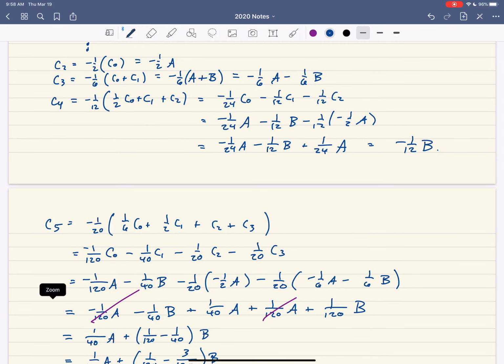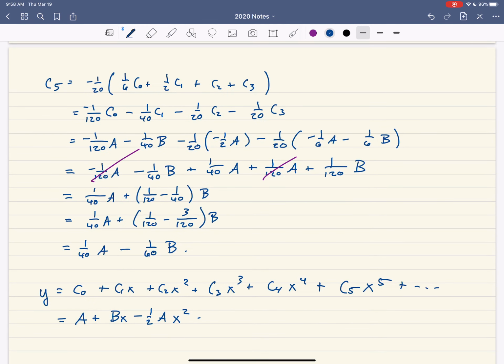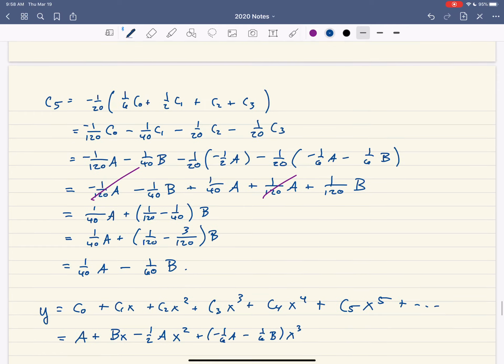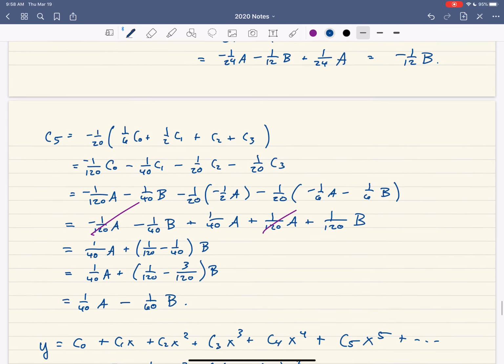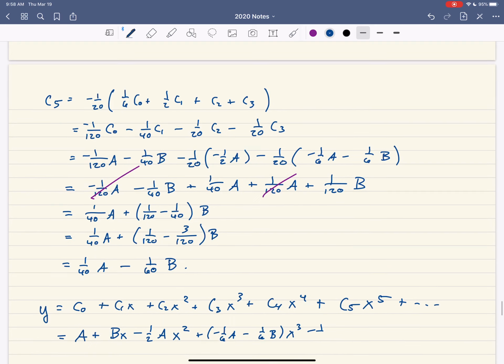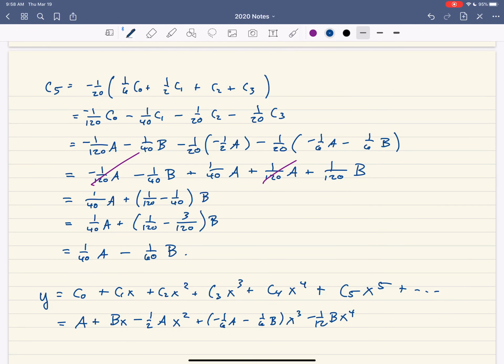C3 is negative 1/6a minus 1/6b. So let's think about how to write this here. Let's do it like this. We're going to have negative 1/6a minus 1/6b, x cubed. And I'll come back and we'll simplify that when we can. C4 happened to just be negative 1/12b. So let's say x to the fourth constant. And then C5 we just found to be 1/40a minus 1/60b. That's the x to the fifth term.